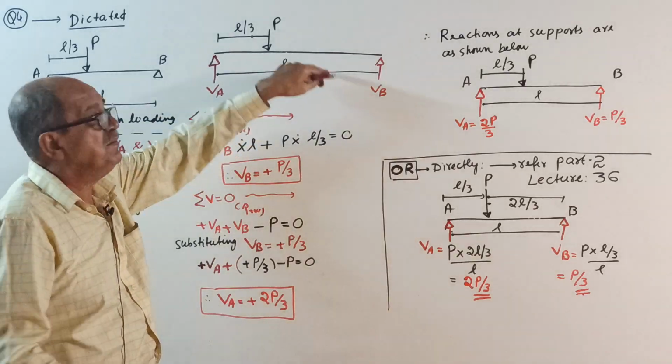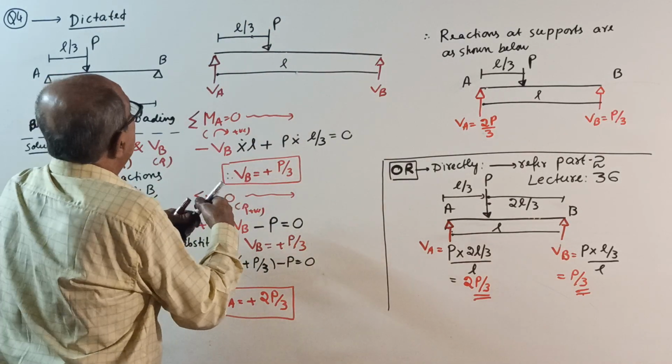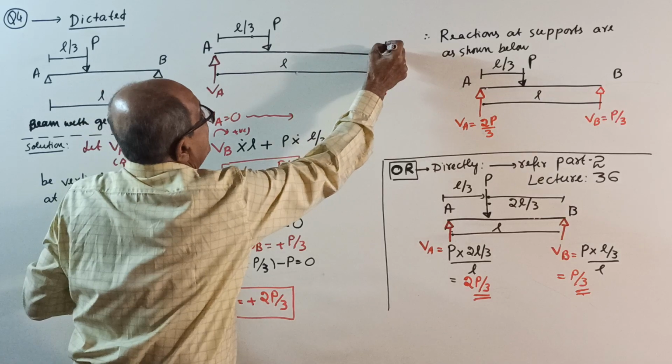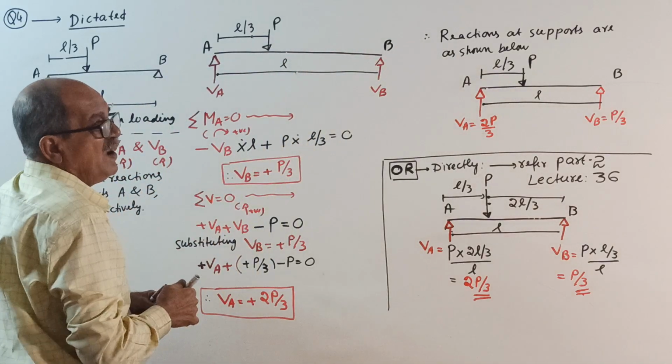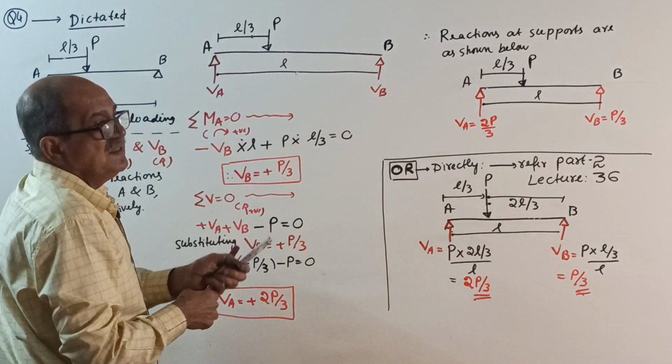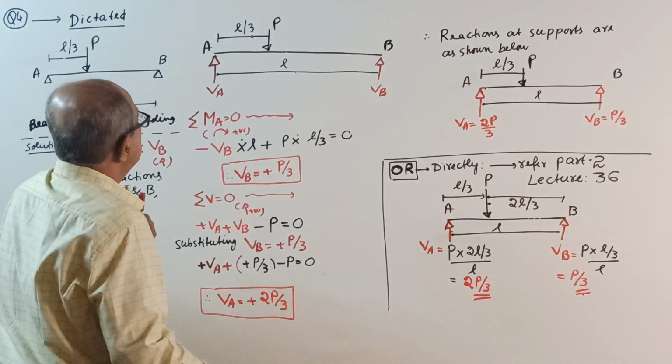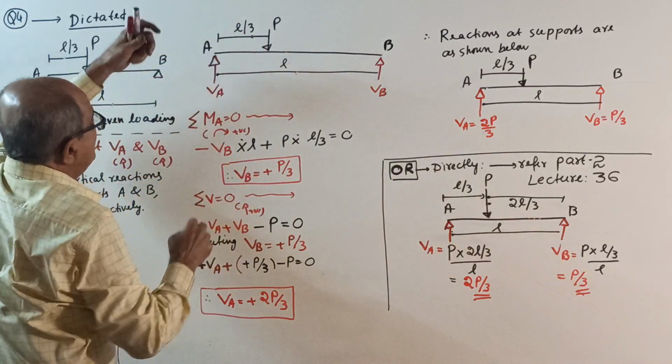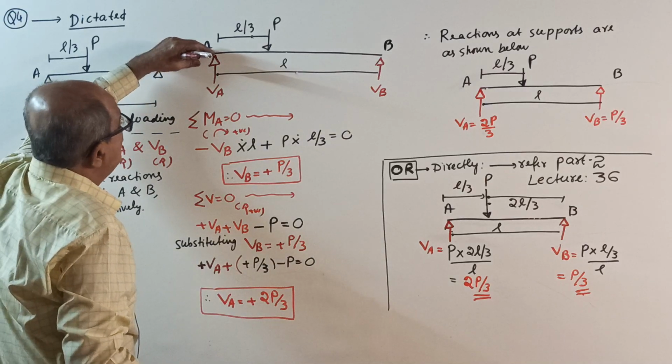Now sketch one more beam. I forgot to write AB here. This is A, this is B. This point name is not required. Okay. AB. In the SSB BMD you require it. Start. L, P by 3. As usual, take moment about A.